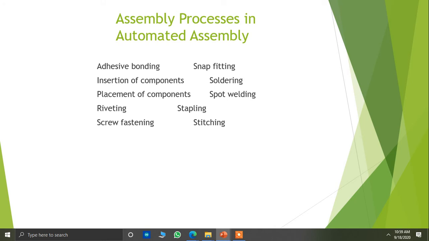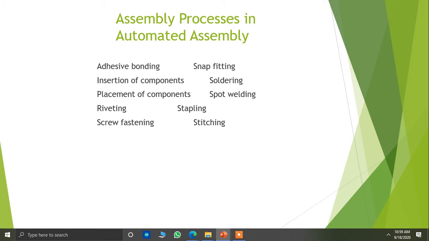Snap fitting. Do you know what snap fitting is? Snap fitting is nowadays used in most automobiles, and even in plastic-based devices. For example, the front bumper in a car is actually fitted using a snap. There will be an interlock mechanism, and when you release the lock, you can take it out.